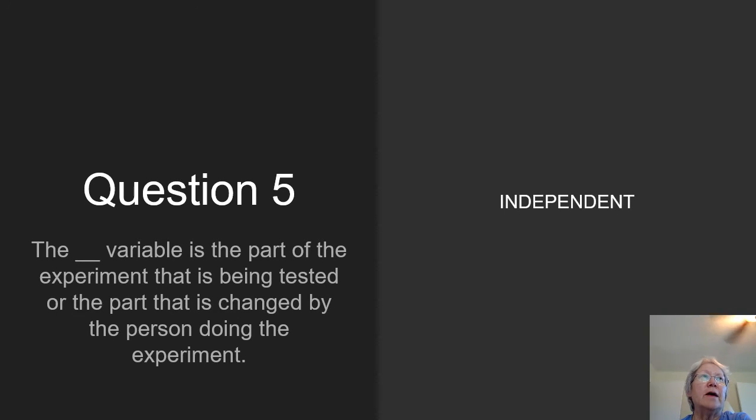Let's go to question number 5. Question number 5 has to do with variables. There are a couple of different kinds of variables in an experiment, and this one is the independent variable. So the independent variable is the part of the experiment that is being tested, or the part that's being changed by the person doing the experiment. The independent variable is also sometimes called the manipulated variable, meaning it's the one that's being varied, or the one that's being tested, or the one that's being changed by the person who's working.